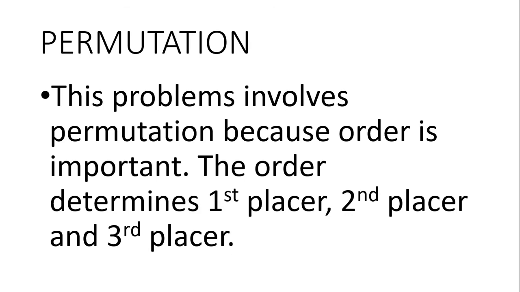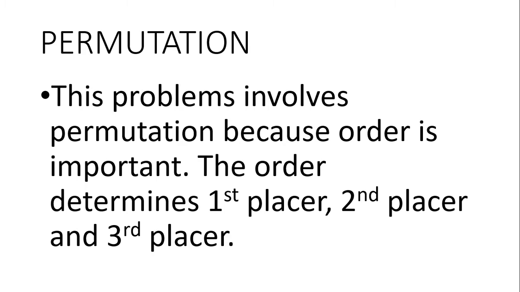By analyzing the given problem, we can tell that this scenario involves permutation. This involves permutation because order is important. The order determines first placer, second placer, and third placer. We can answer these questions by listing all the possible outcomes through a tree diagram, or by following the definition of number of permutations, which will be discussed later on.